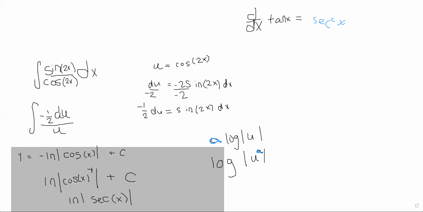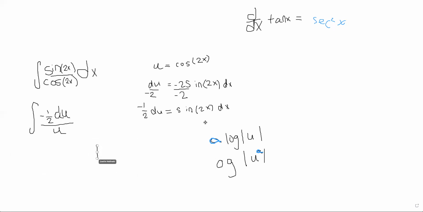So now things are a bit more complicated. There's a few more extra steps we have to do in this one versus the one we last did. So I'm going to take this entire constant. I'm going to move it out front. So we're going to have negative 1/2. And then if we take the integral or the antiderivative of du over u, we get natural log of u. That would be natural log of cosine of 2x.